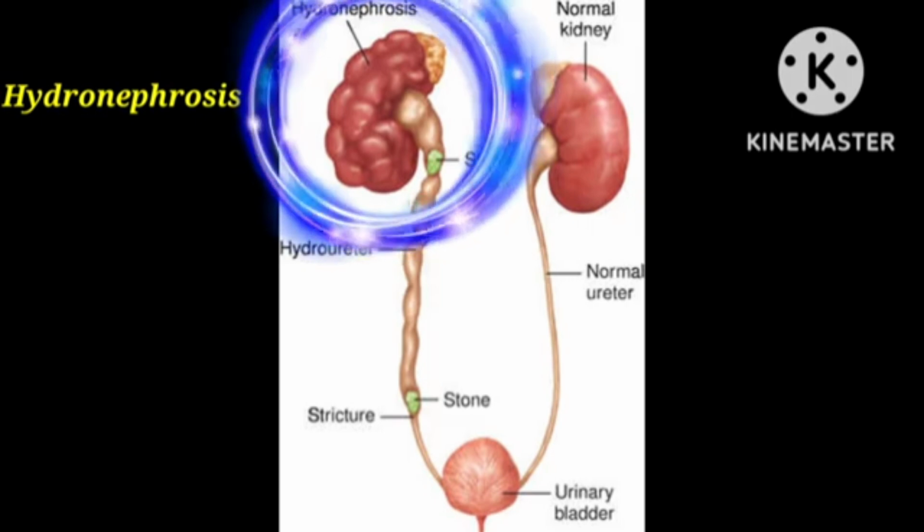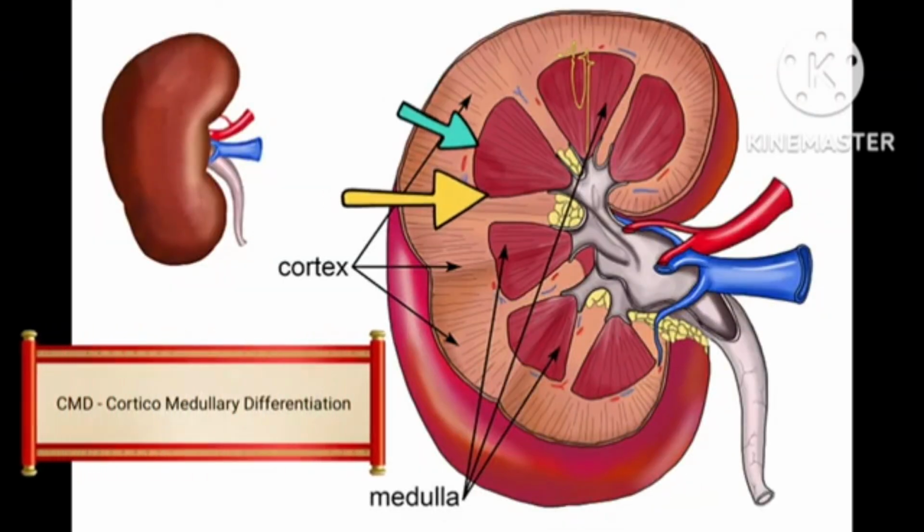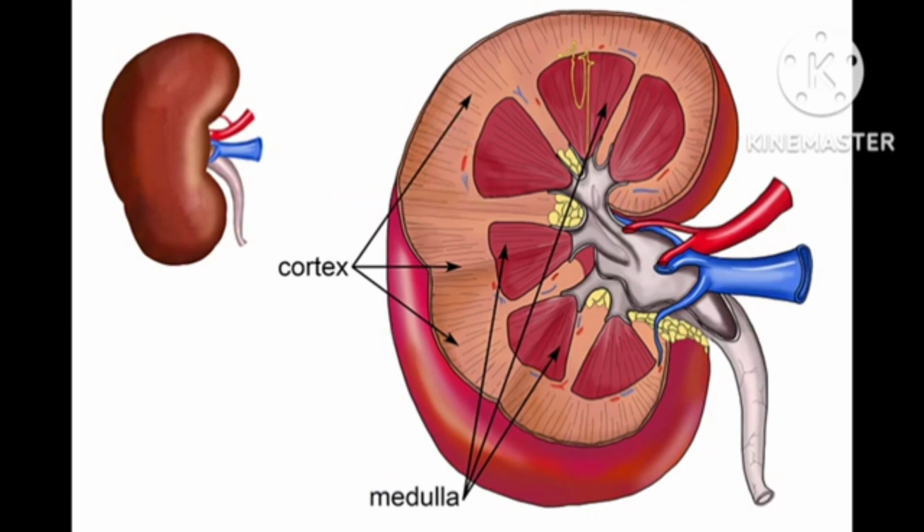And we also see CMD, that is corticomedullary differentiation, in the ultrasound report. How are the cortex and medulla differentiated? If CMD is differentiated, we call it a normal condition. In certain kidney problems, the corticomedullary differentiation is not seen or it is absent. In that condition, we can suspect that there are some kidney problems.